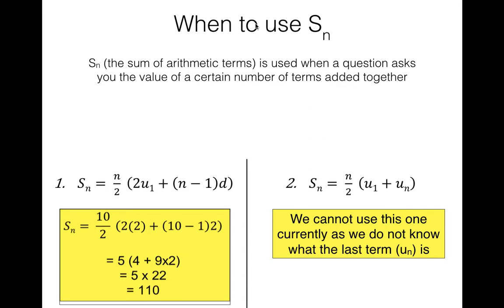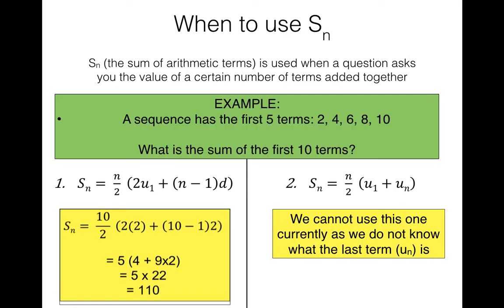So we use S of n, the sum of arithmetic terms, when a question asks you for the value of a certain number of terms added together. So, for example, a sequence has the first 5 terms 2, 4, 6, 8, 10. What is the sum of the first 10 terms?